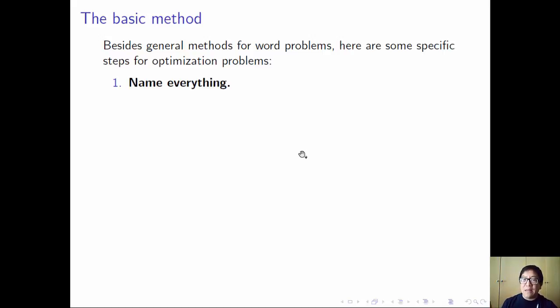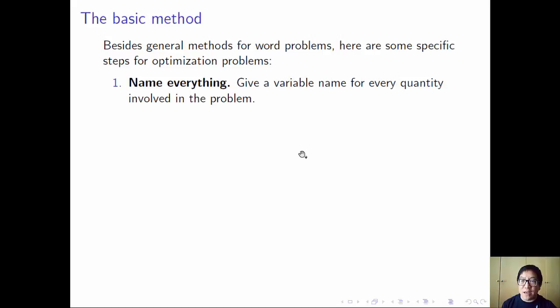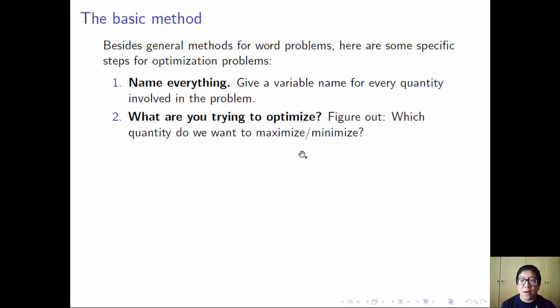Step 1, name everything. Give a variable name for every quantity involved in the problem. Step 2, think really hard, and this is something that's very specific to optimization problems. What is it that you're trying to optimize? You want to figure out which of those quantities, and hopefully you gave a name for that quantity in the first step, which of those quantities do we want to maximize or minimize?